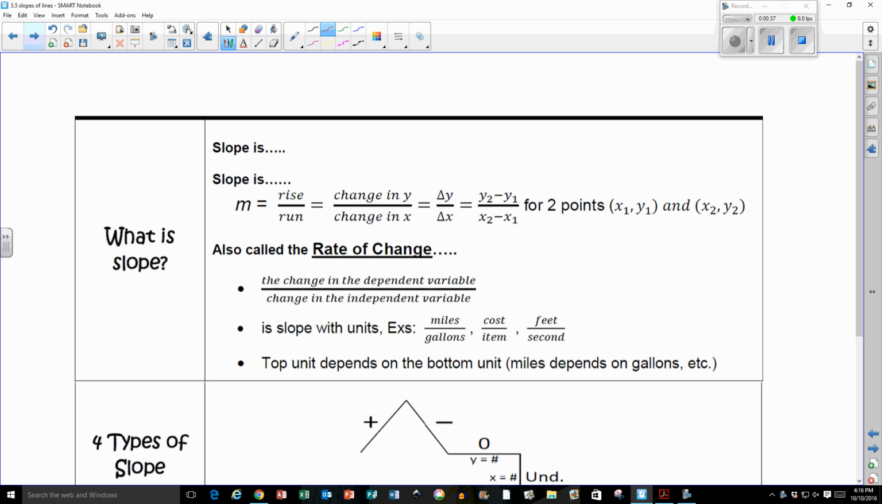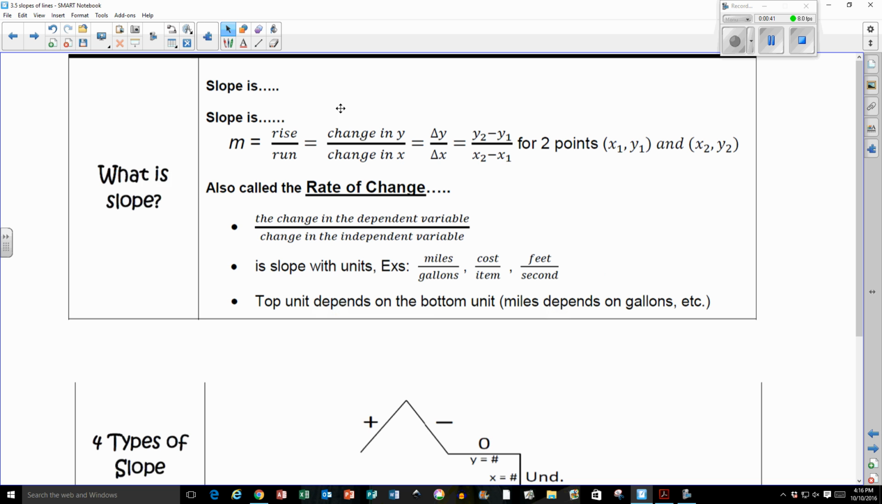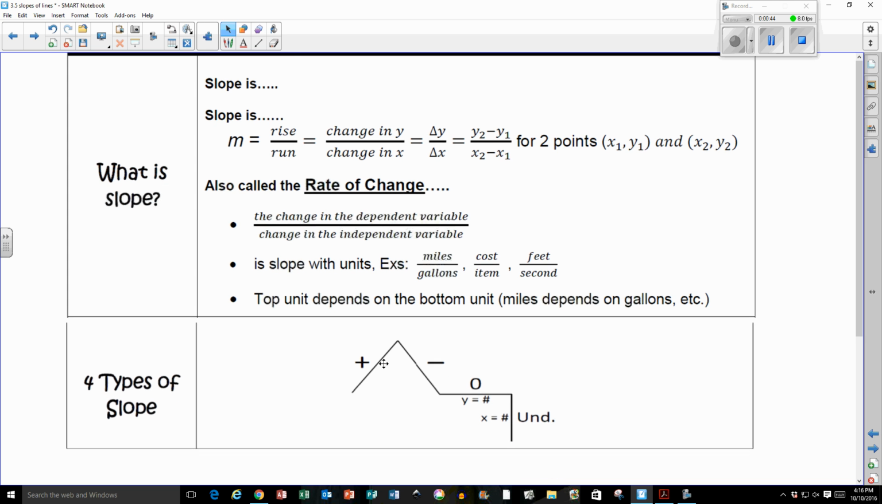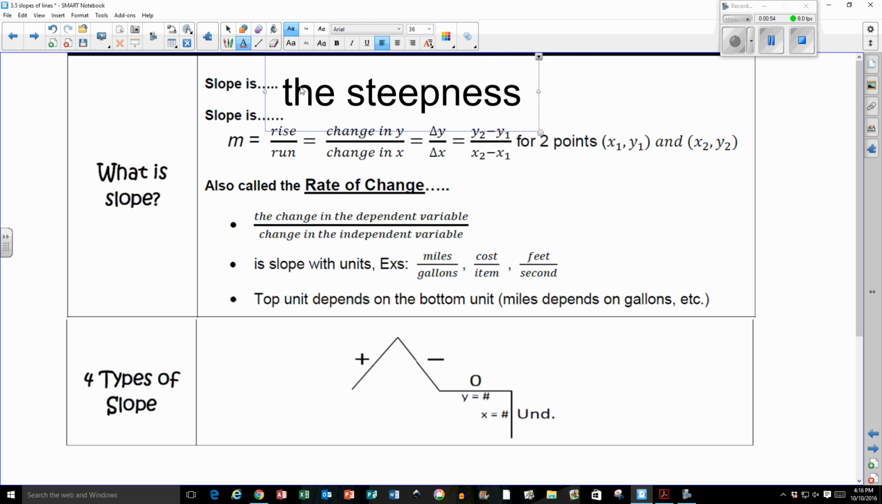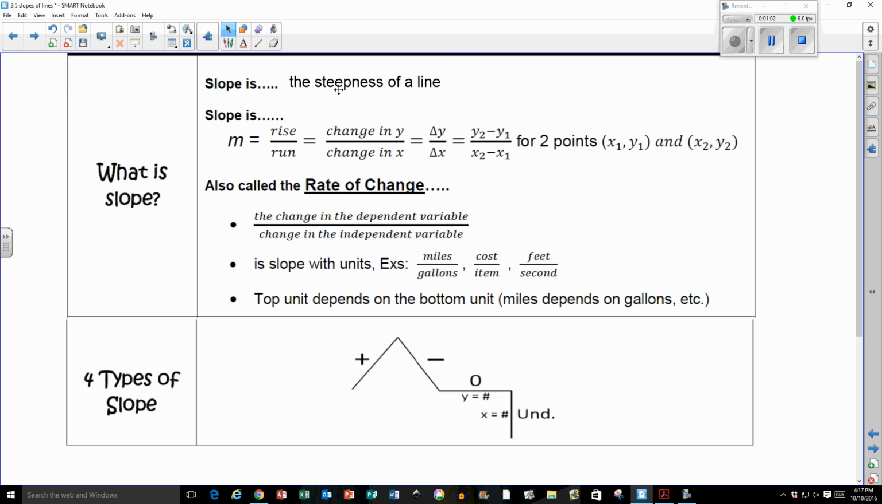So let's get started. The first thing is, what is slope? Slope is, and we'll type this in here, the steepness of a line. Make that a little smaller. There we go. Slope is the steepness of a line.